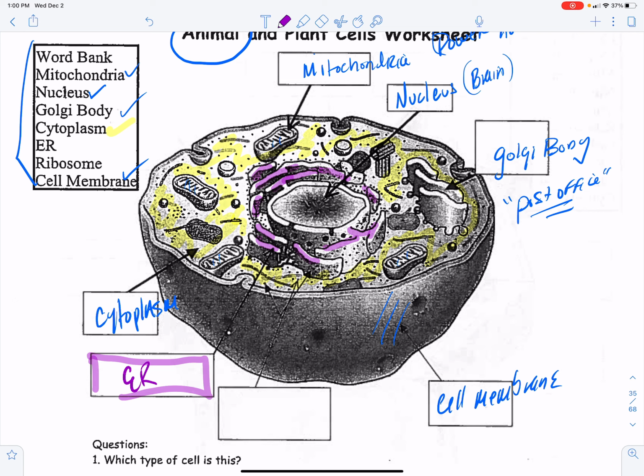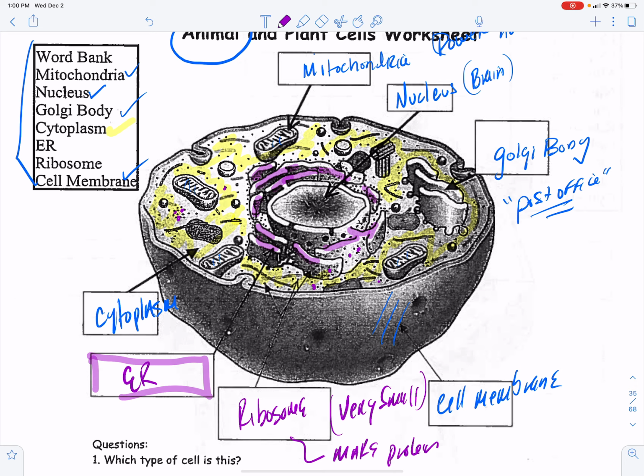And then the last part would be ribosomes. These are very, very small, tiny little dots that you see all over the cell. These are all ribosomes. Ribosomes make protein, which cells need to survive. Cool.